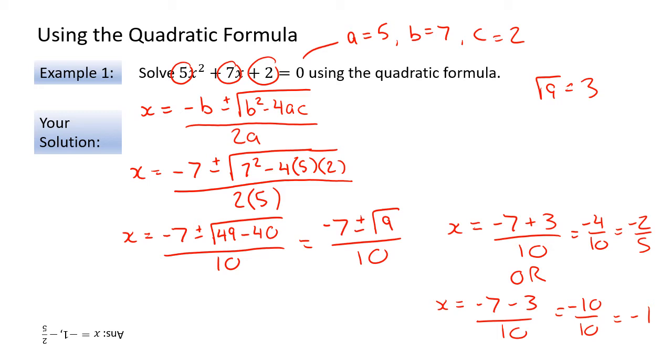So if you were writing these in terms of coordinates with x and y, you would get negative 2 over 5 and 0, and negative 1 and 0. The reason the y-coordinate is 0 is because it's where it's touching the x-axis, remember? And at this point here, y is 0. At every point along this x-axis, y is 0.